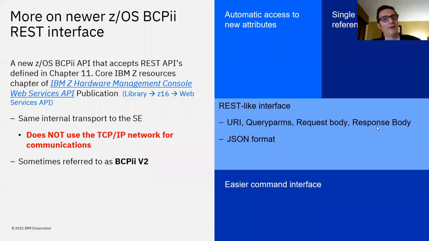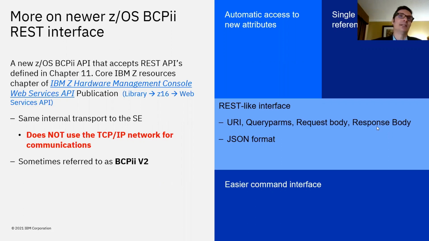So a little bit more on this newer interface. If you went into the Hardware Management Console Web Services API publication, into Chapter 11, pretty much every single construct that's in there, I can also create the same interface via BCPii. And again, it's the same internal transport to the support element. It issues the hardware instruction. It does not use a TCP/IP network. You're not opening your HMC to potential security issues. But you have all the benefits of that REST API interface, using the internal interface instead.